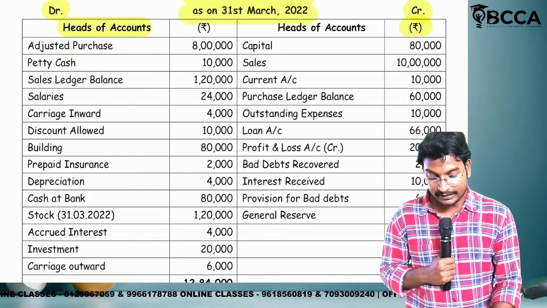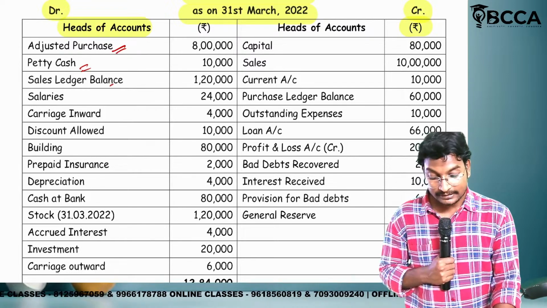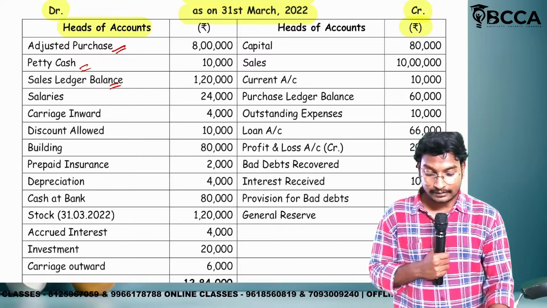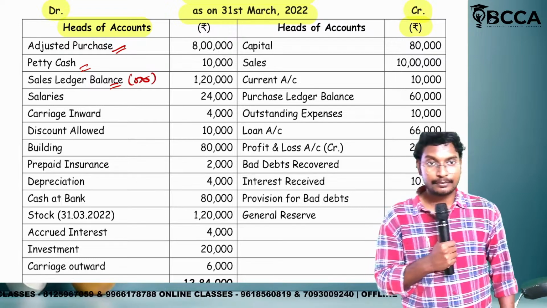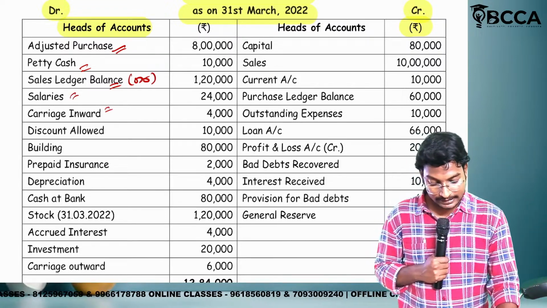Adjusted purchase, which balance? Debit balance. So they have recorded it in the debit side. Petty cash. Sales ledger balance means debtor. Sales ledger balance means what? Debtor. Next one salaries. Carriage inward. Where is the carriage outward?